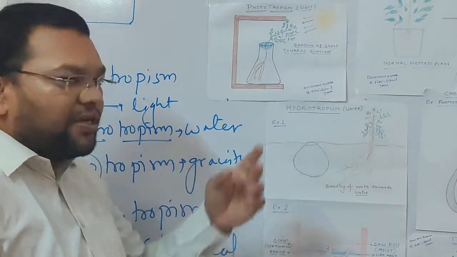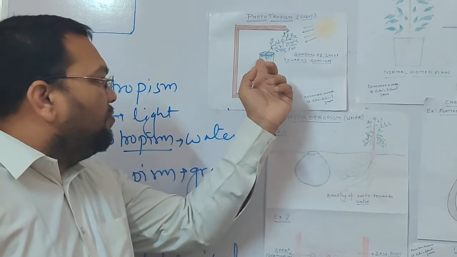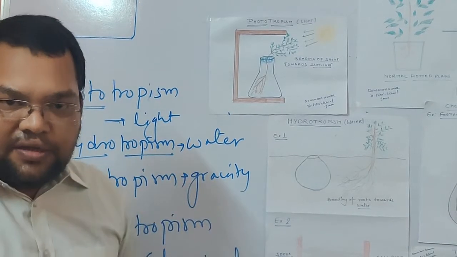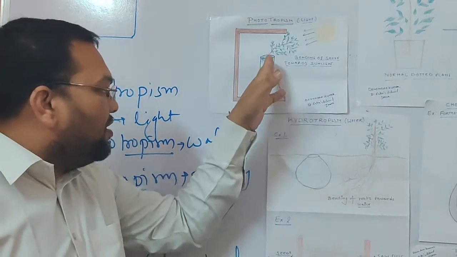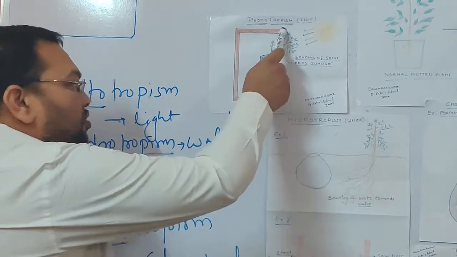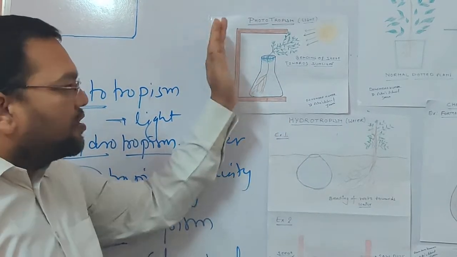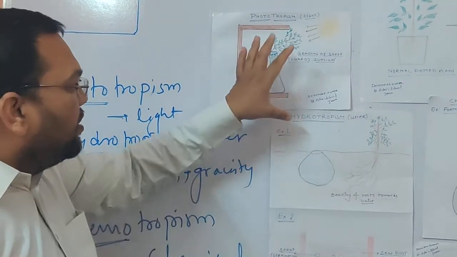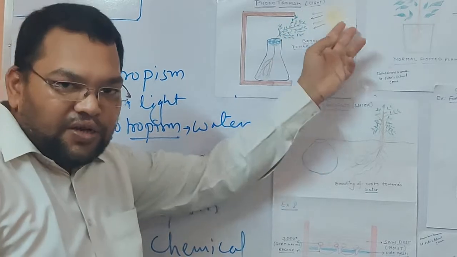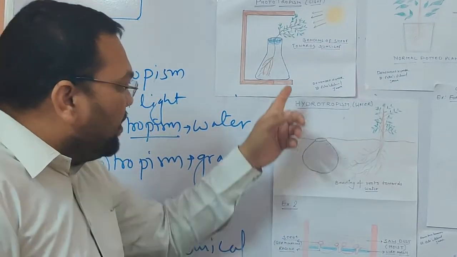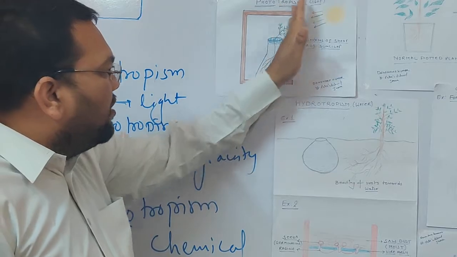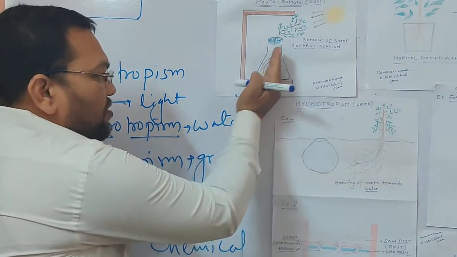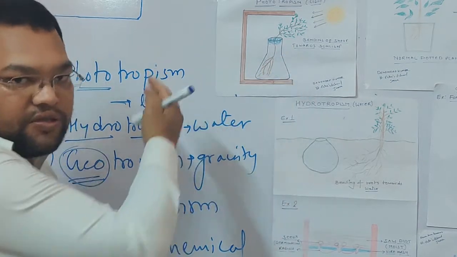Now what you have to do, you take a beaker, this is the beaker. In the beaker you take a wire mesh, above the wire mesh you put some seeds, and after germination the shoot arises and the root arises. Now this is the cardboard, and why do I put this cardboard? Because light should not enter from anywhere else. Only the direction of light is from the sun. So here you can see the bending of the shoot is towards the sun, and the bending of the root is away from the sun.